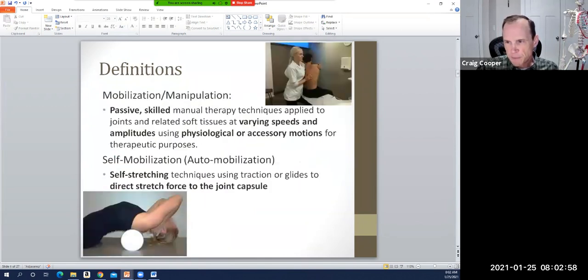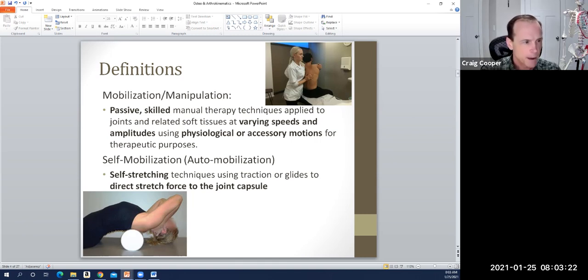All right. So let's look at some definitions to start with. The term mobilization is the more common one that we're going to use in therapy settings. Manipulation is more common in the chiropractic realm. That's not to say that you won't hear a chiropractor say that they're doing a mobilization or a PT saying that they're going to do a manipulation, but they basically mean pretty similar things.